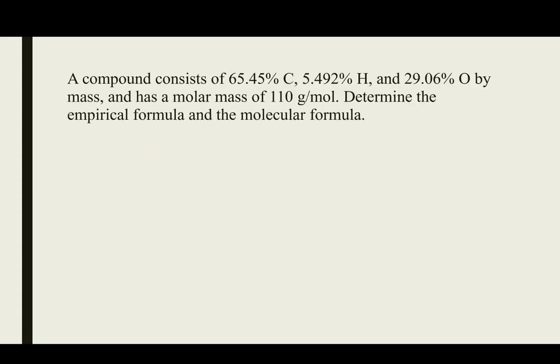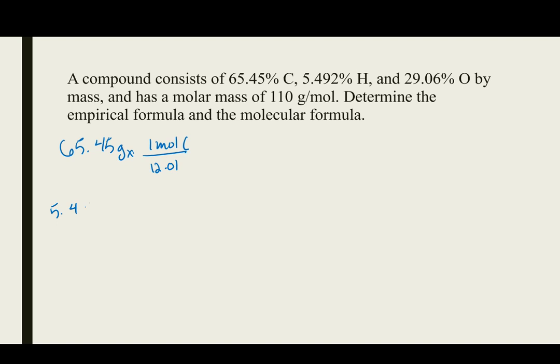Sometimes you will be given a percent composition, and then you will be asked to determine the empirical formula and the molecular formula. So we do the process for finding the empirical formula. First, we take the percent, 65.45. We take the percent, change it to grams, and then convert it to moles for each atom.